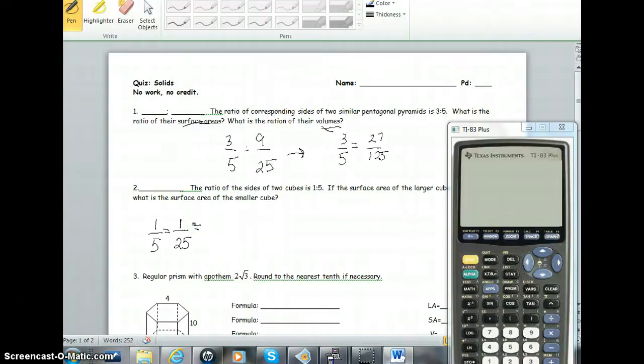Now the problem asks that you need to know the surface area of the larger cube. The larger number is 25, so the 205 should be located on the bottom, and the variable x on the top. From here we can simplify. 25x equals 205. So we find that x is going to equal 8.2.